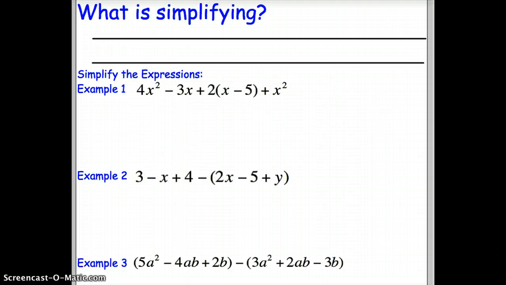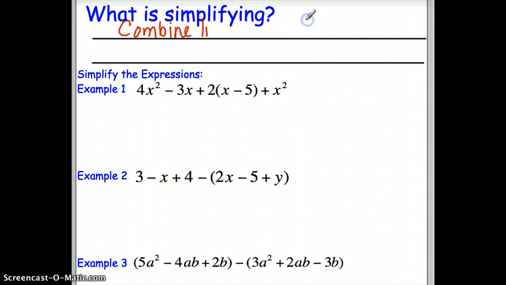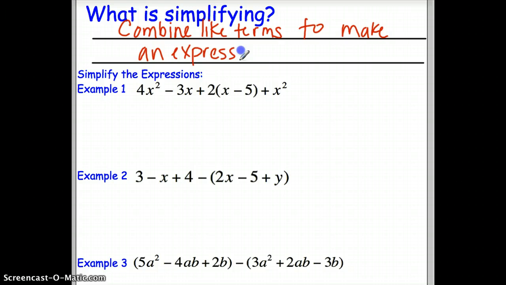So first of all, what is simplifying? You often see that word. Simplifying is when you take an expression and you combine like terms to make an expression shorter. The whole goal with simplifying is to make something simpler. That's the whole purpose of the word we use, simplify. So our goal is to make an expression shorter and to make it simpler looking.